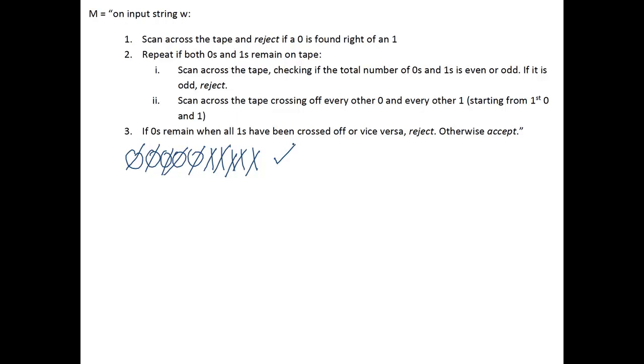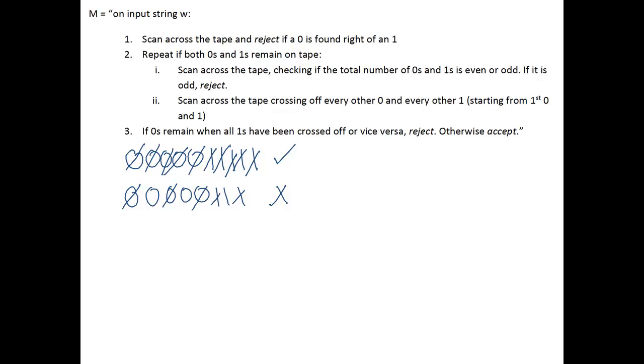Okay, let's try one quickly that shouldn't be in the language, so let's do something like that. Okay, so we pass phase 1, stage 1. We've got 5 zeros and 3 ones, so 8, so we pass 2i. Now we're going to cross some things off. We go back up. We have 2 zeros and 1 one, so that's 3, and so we reject. Okay, so hopefully we have an idea of how this Turing machine runs.